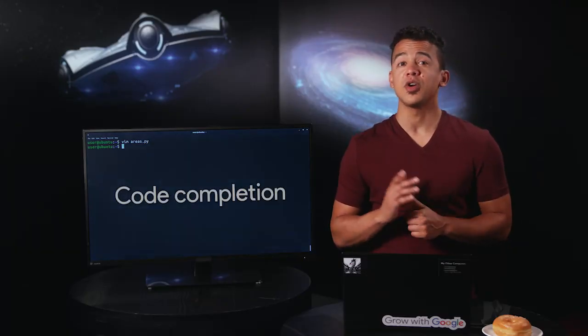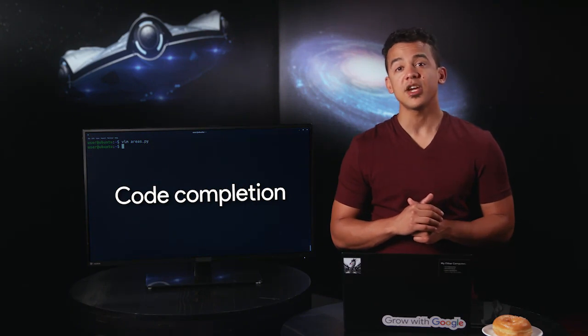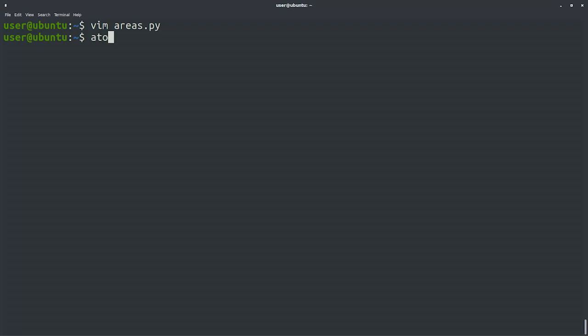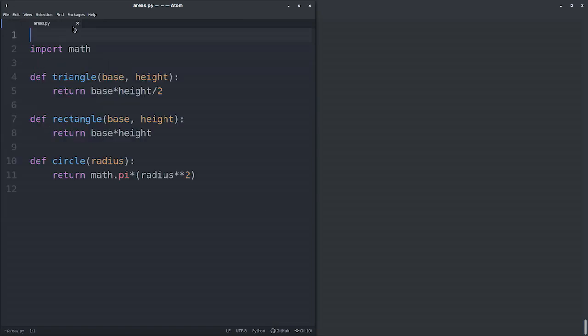Another common feature offered by code editors is called code completion. Let's check out the use of this feature with a different editor called Atom. Here we have our areas module open in Atom. We see that it also uses syntax highlighting. The colors are different, but the idea is the same.